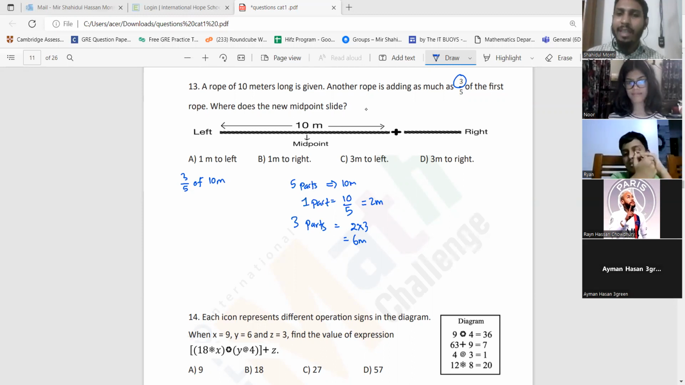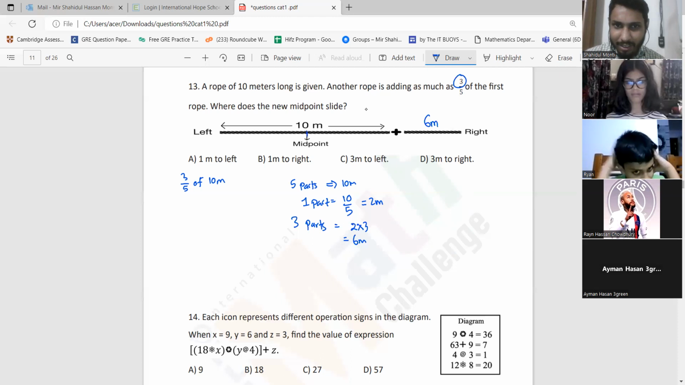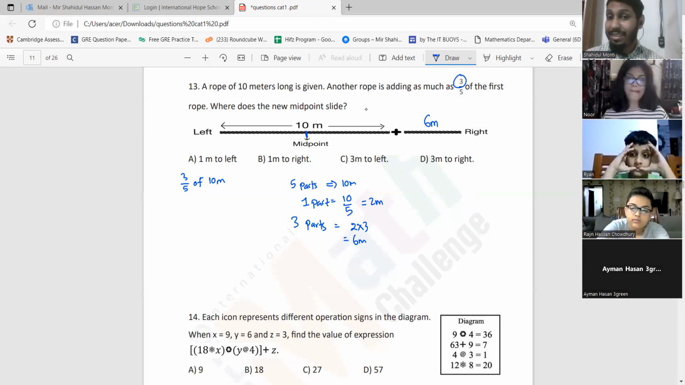So that means with 10 meters we are adding 6 meters. When there was no 6 meters, what was the midpoint? The midpoint was 10 divided by 2. This is the 5 meter mark. Now the total length is 10 plus 6, 16. Now the middle mark will be 8 meters. So from the 5 meter mark, we are shifting to the 8 meter mark.